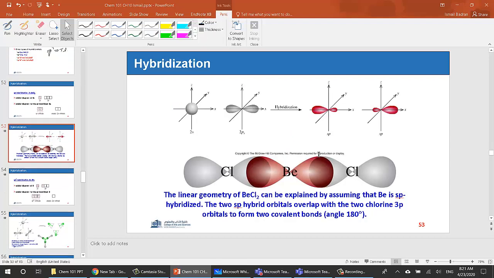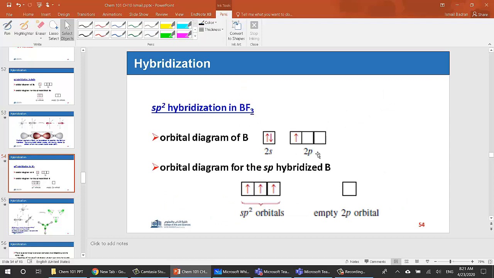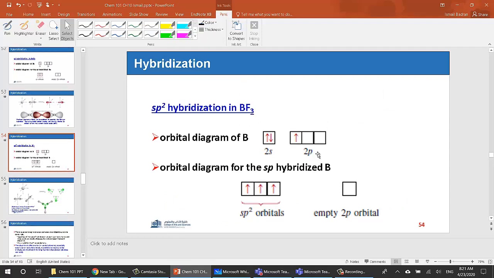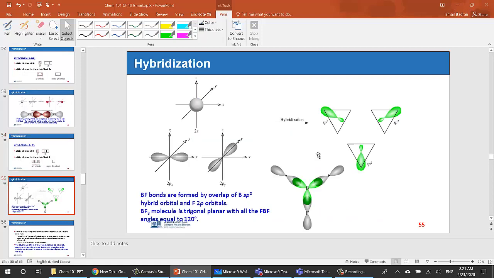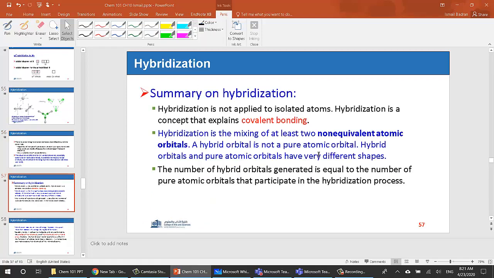Okay. So anything that is linear is going to be sp, and this is the shape of the sp hybridization in BeCl2. It's just similar to BeH2. Okay, BeH2 and BeCl2 are the same. And we already explained boron trihydride, BH3. BF3 would be the same thing. This is the shape of BF3, trigonal planar, with sp2 hybridization. Okay.